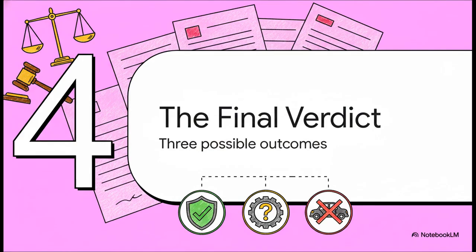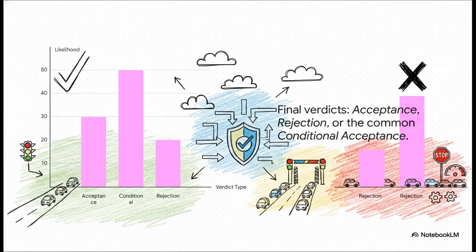So the case has been presented, the evidence has been reviewed, the closing argument has been made. The time has finally come for the final verdict. And there are 3 possible recommendations the assessor can make. The outcomes are pretty intuitive: full acceptance, a flat-out rejection, or something right in the middle called conditional acceptance.